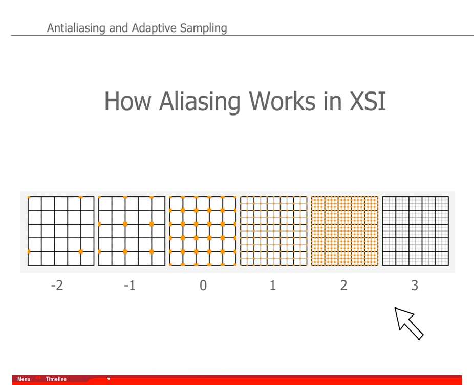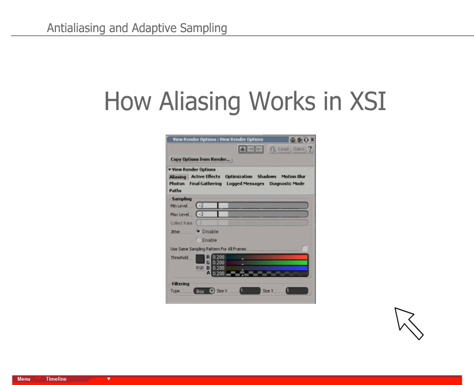So let me explain how aliasing can be sorted out and resolved when rendering an image. This is pretty much how anti-aliasing works in XSI. We have two parameters in XSI, which are minimum and maximum. Even before explaining what minimum and maximum are, I would first like to explain what these values mean. So let's assume that min and max are set to the same value.